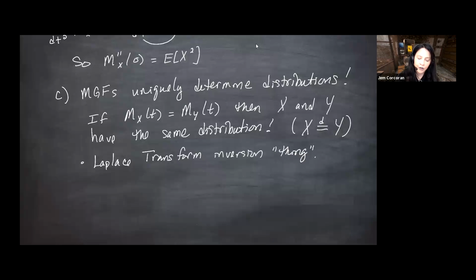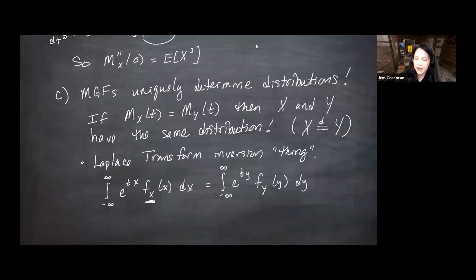If you had two moment generating functions that were equal, and let me say they were continuous, just so that I can write integrals, but they could be discrete. So if we have the integral from minus infinity to infinity of e to the tx times the PDF for X dx, if this is equal to the integral from minus infinity to infinity of e to the ty, okay, x and y here are dummy variables. What's really important about this is I'm going to use the PDF for Y. You know, the PDFs are different.